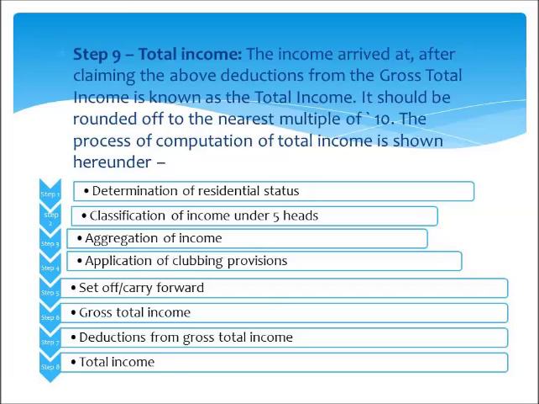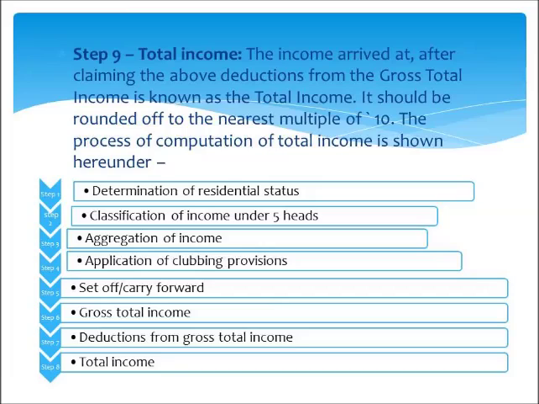We started with step number 1, determination of residential status. Then we classified the income under the 5 heads, that is salaries, house property, PGBP, capital gains, and other sources. We classified them under the following 5 heads. Then we aggregated the income, that is, we removed the income which is not taxable, which is exempt partially or wholly. We removed that income from our taxable income, and then we applied the clubbing provisions, that is, the income which is diverted by the assessee to the spouse and minor child, that is clubbed.